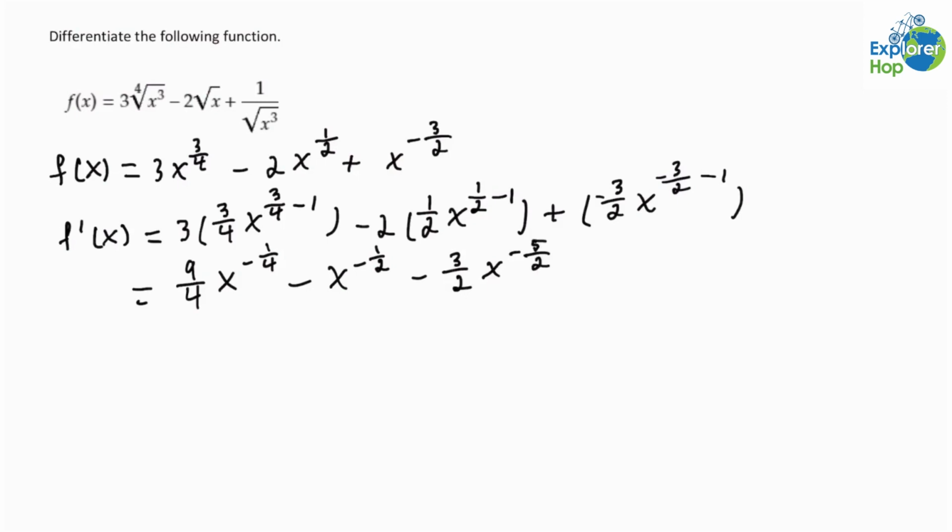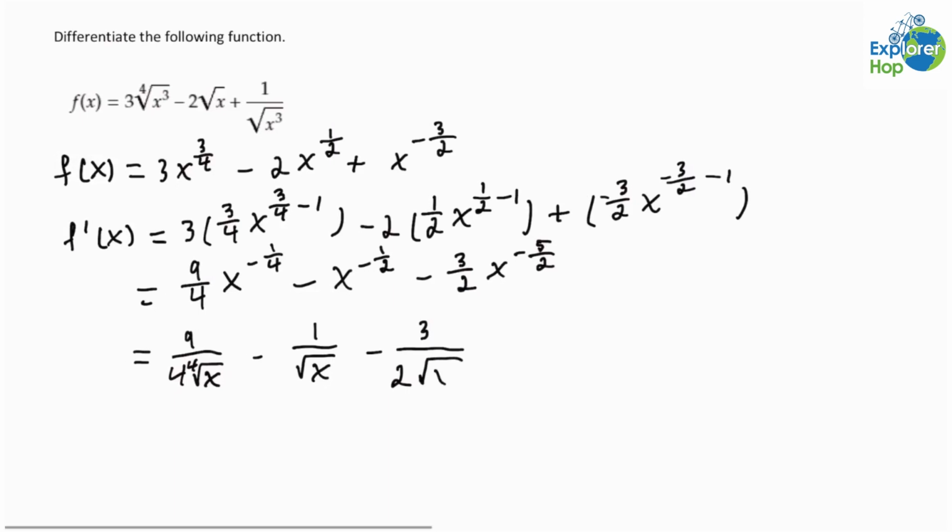And if we want to express this function in terms of positive exponents and roots, then this is equal to 9 over 4 times the fourth root of x minus 1 over the square root of x minus 3 over 2 times the square root of x to the power of 5. And this gives us the derivative of f of x.